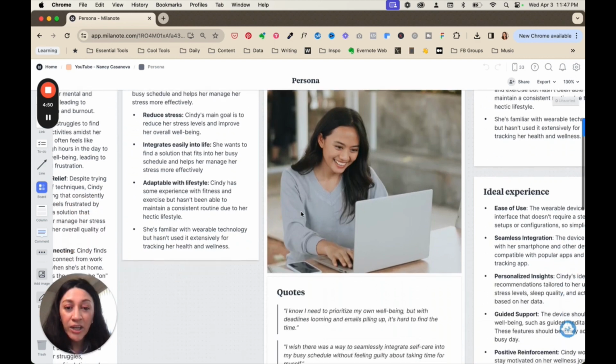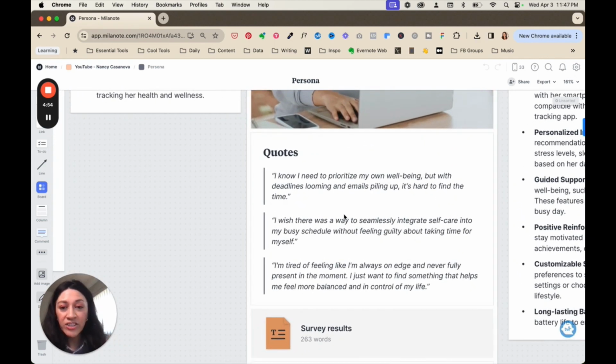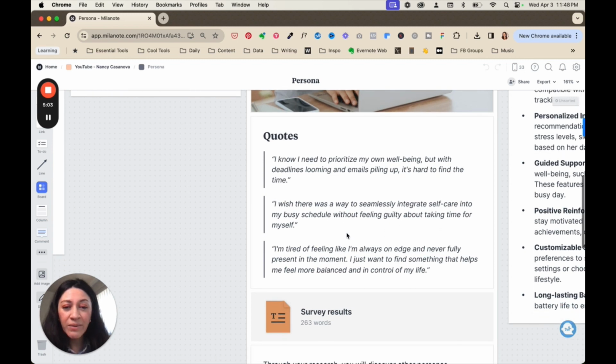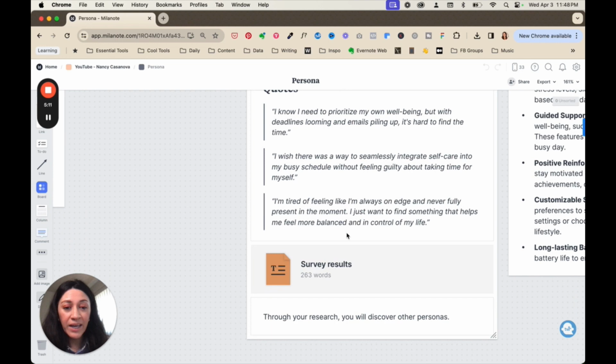Then in talking with Cindy, you come to hear that she says certain things. She says, I know I need to prioritize my own well-being, but with deadlines and looming emails, it's hard to find the time. Or, I really want to find a way to seamlessly integrate self-care into my schedule without feeling guilty about taking care of myself. And then, I feel like I'm always on edge, and I never really feel present in the moment, but I just want to find something that helps me bring more balance.